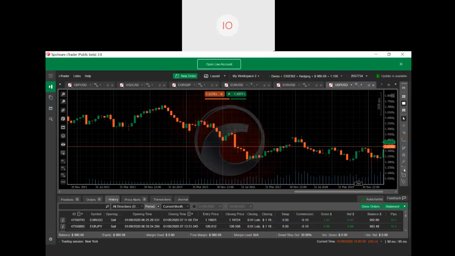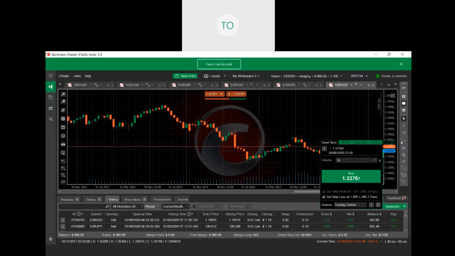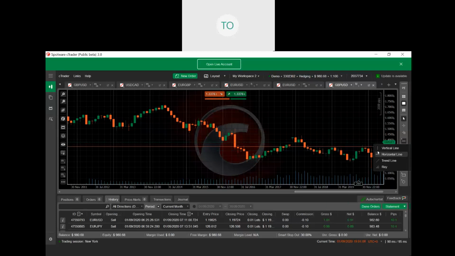Coach, the chart is not showing on the right hand side. No, now on the left hand side. It's not showing on the left hand side? It's better now. It's okay.